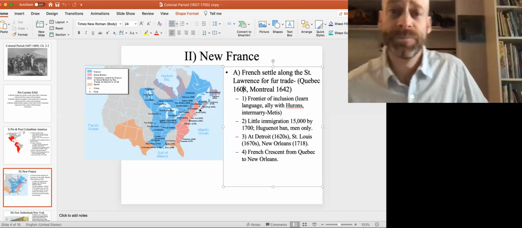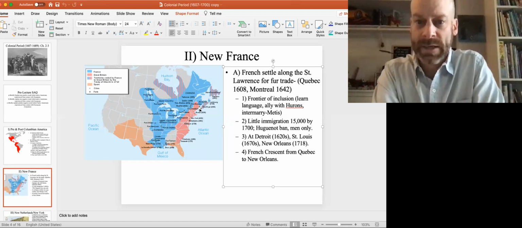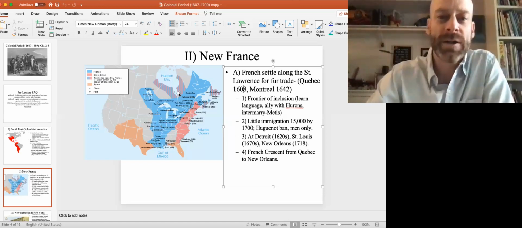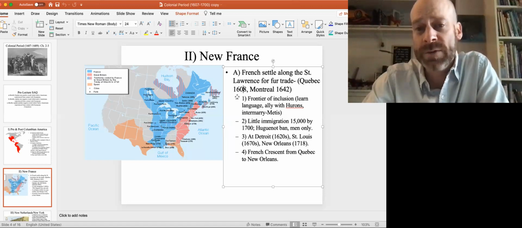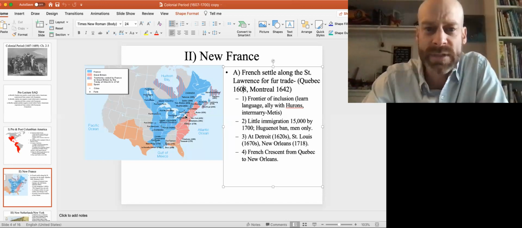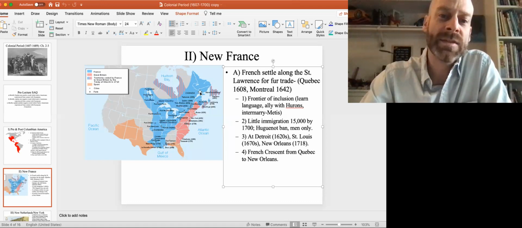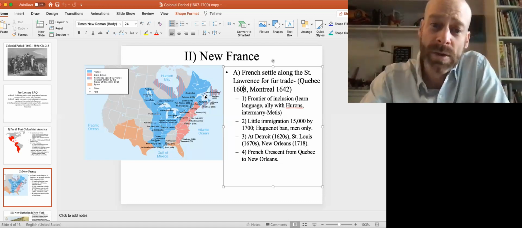And they did. And so the French made various alliances, mostly with the Hurons, but with other Native American tribes as well. And so by the 1710s, after about 100 years from 1608 to 1718, they controlled this vast empire in the center of what's today America. This is known as the French Crescent, or if you're really French, you'd say croissant.